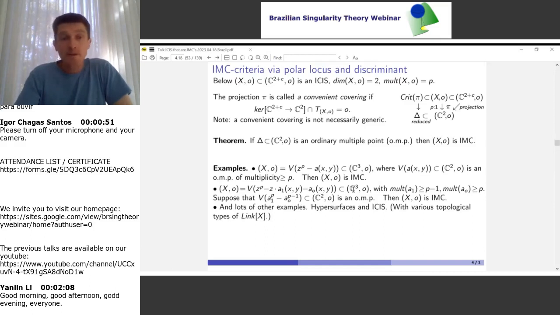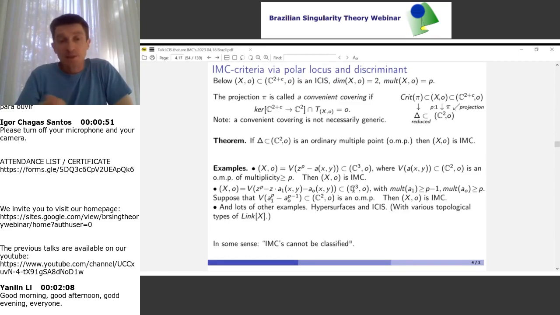Okay, and there are lots of other examples. Yes, you can start from various isolated complete intersections, hypersurfaces or complete intersections. Project them, and sometimes the discriminant will be an ordinary multiple point. And in this way, you construct lots and lots of IMCs, and the link will have various topological types. You have a rich amount of possible topological types of links which you can realize as the links of IMCs.